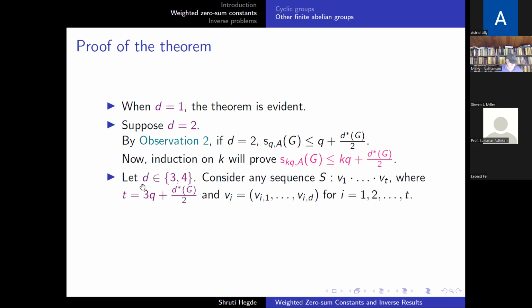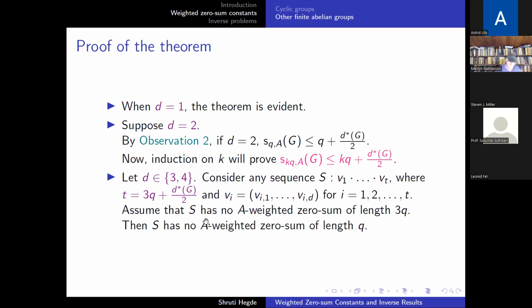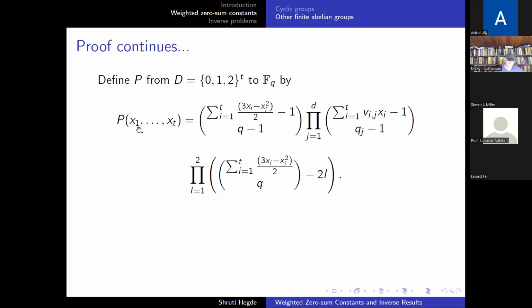Now we will take that the rank is either 3 or 4. Let S be a sequence of length T, where T is 3Q plus D*(G)/2, and assume if possible that this S does not have any A-weighted zero-sum of length 3Q. Then by one of our lemmas, we can say that S does not have any weighted zero-sum of length Q also. Now, let us define this polynomial P from the set D to F_Q, where this D is the set {0, 1, 2} to the power T. We will define these P's as these polynomials.